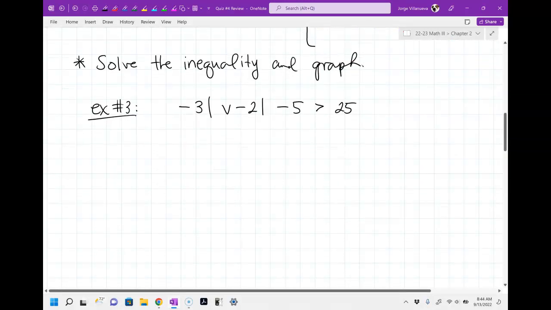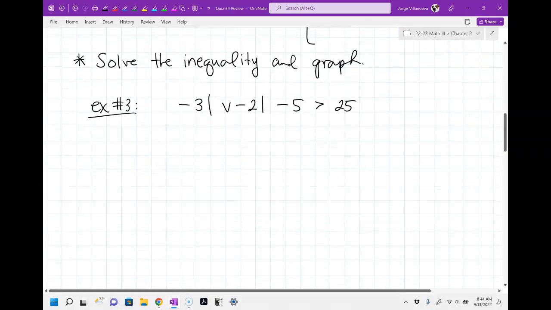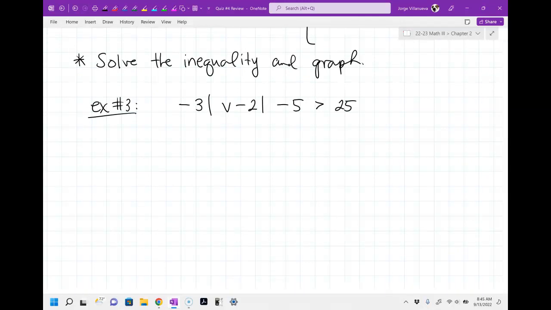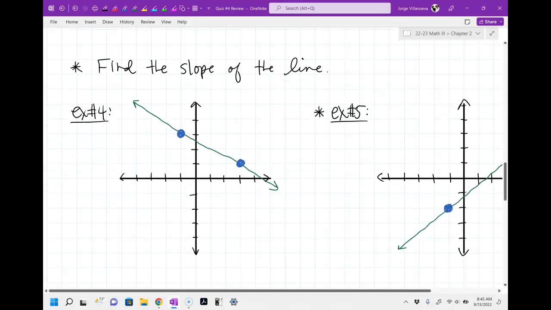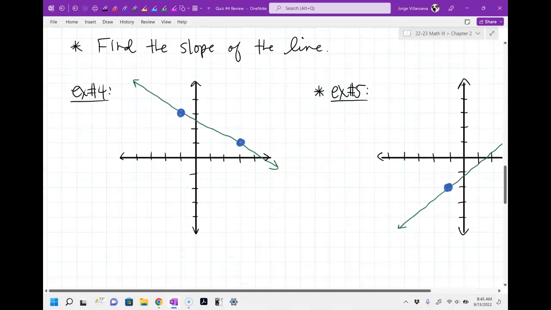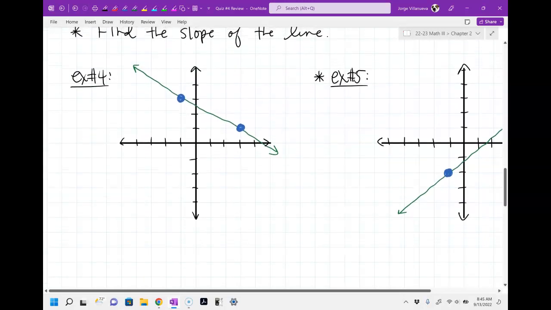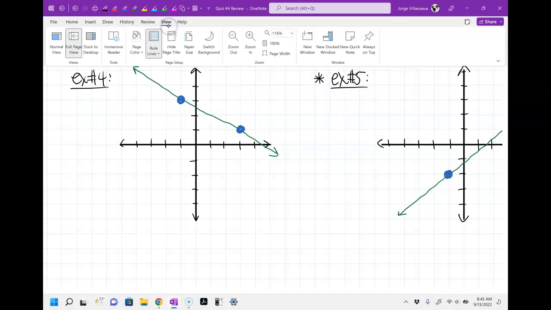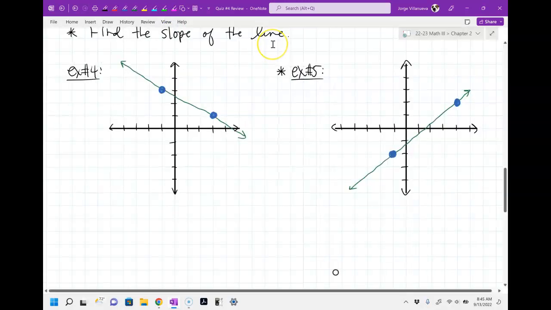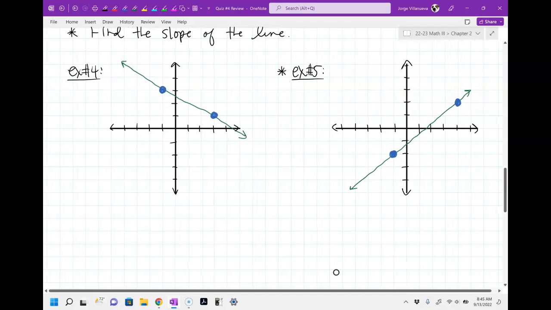All right. So solving this inequality and graphing, like I said, this is one of the harder ones. By the way, just so you know, 4 and 5 are pretty quick. So don't worry. I know it's going kind of slow at first, but these are the harder ones that we're doing. But 4 and 5 are just looking at a picture and giving me the slope. And then 6 is just calculating the slope.